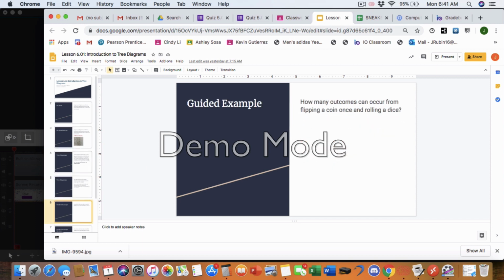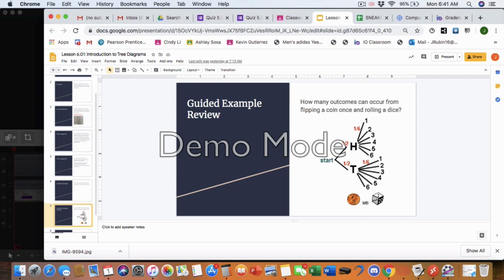So now, guided example: how many outcomes can occur from flipping a coin once and rolling a dice? Come back when you're done. Alright, so how many outcomes? There are 12 possible outcomes. So if you did the tree diagram here, it should look something like this.